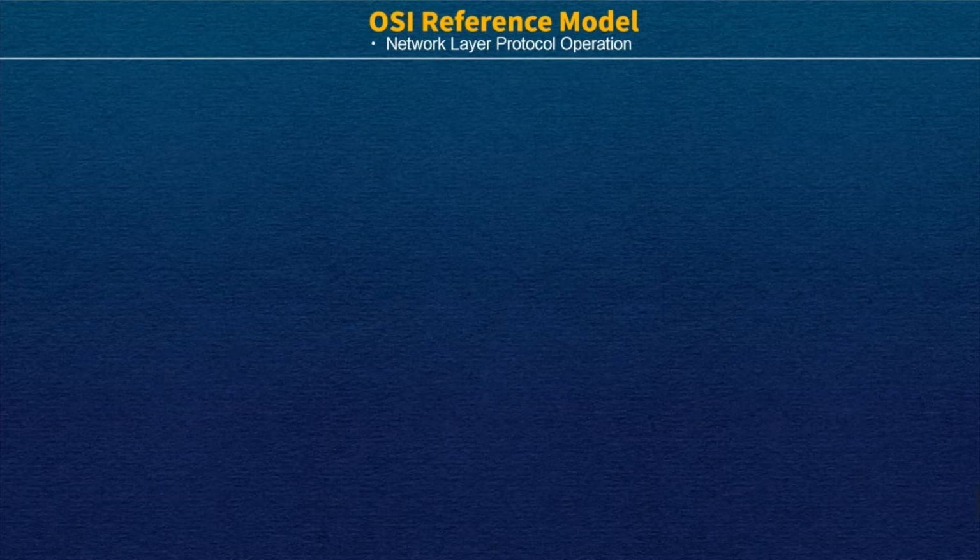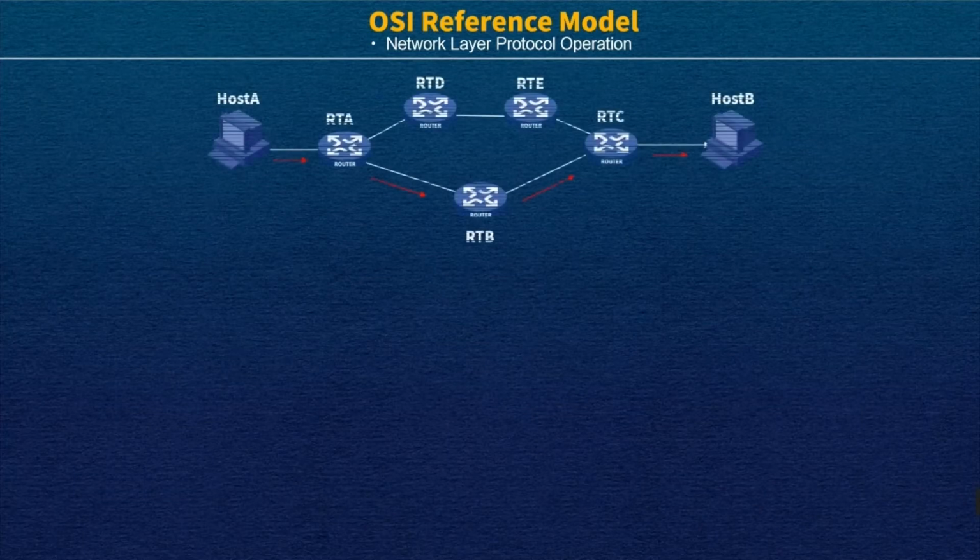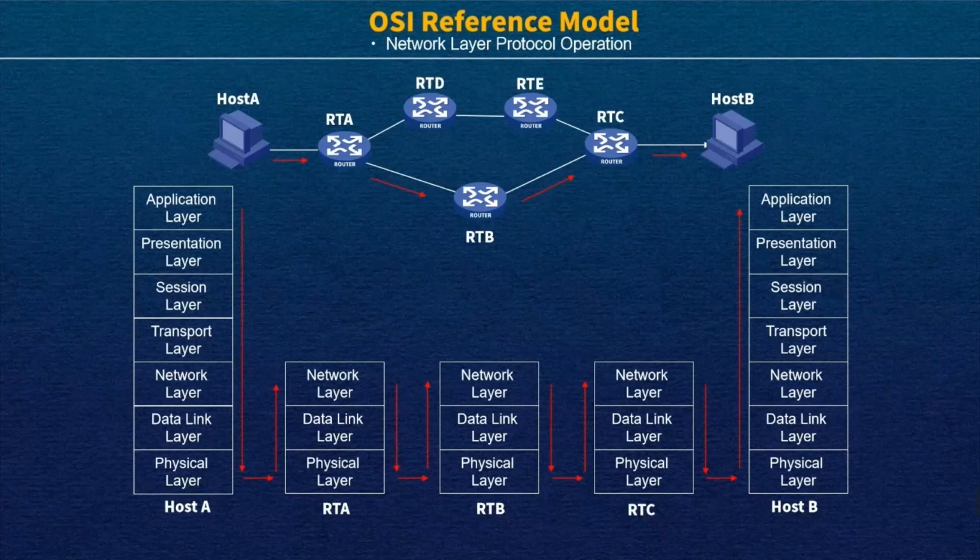So this is the relationship between the routed protocol and the routing protocol. And the next one, let's see the operation of the network layer protocol. For example, now some message has to be transferred from host A to host B, and between them there are some routers. And about host A, before we send the packets out, we have to do the encapsulation on this host A.